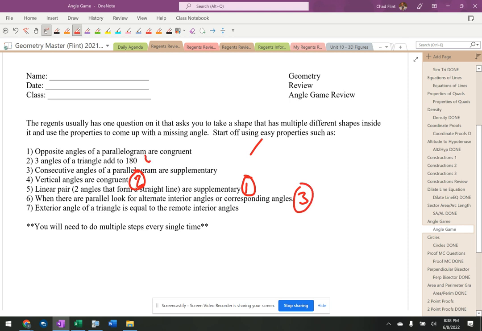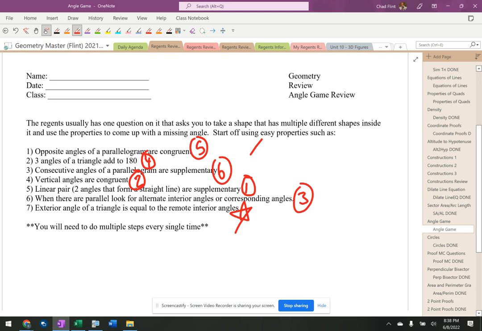I look for angles of a triangle that add up to 180. And then I look for some of this parallelogram stuff. And then this one here is kind of a wild card: the exterior angle of a triangle is equal to the sum of the remote interior angles. I don't think I've ever seen one where you actually need it, but it will let you skip several steps sometimes.